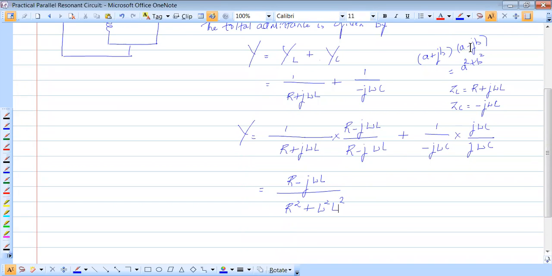Suppose you are multiplying these two terms. It is plus, and plus into minus is minus. Then you have J square, right? What is J square? J square is minus 1. Just multiply that. J square is minus 1 and there is already a minus there. So it is A square plus B square, it seems.